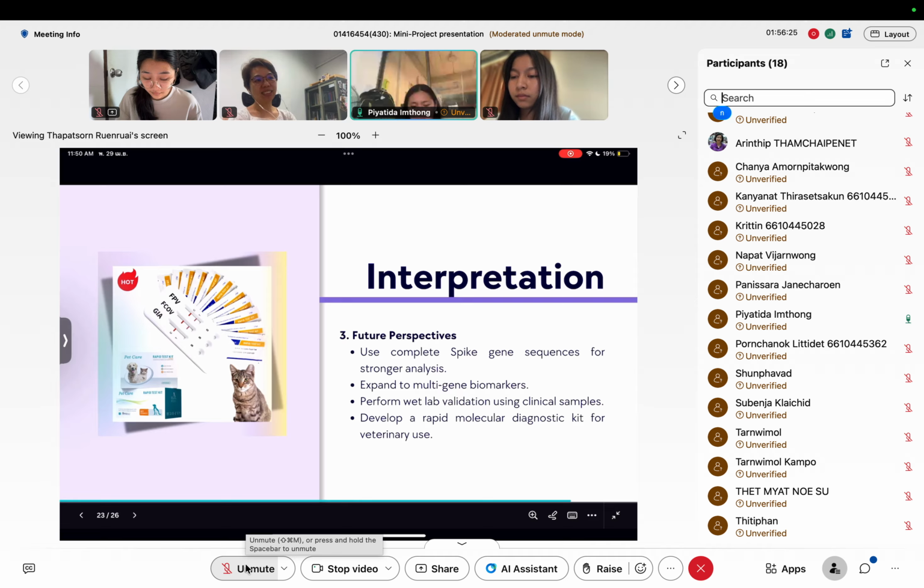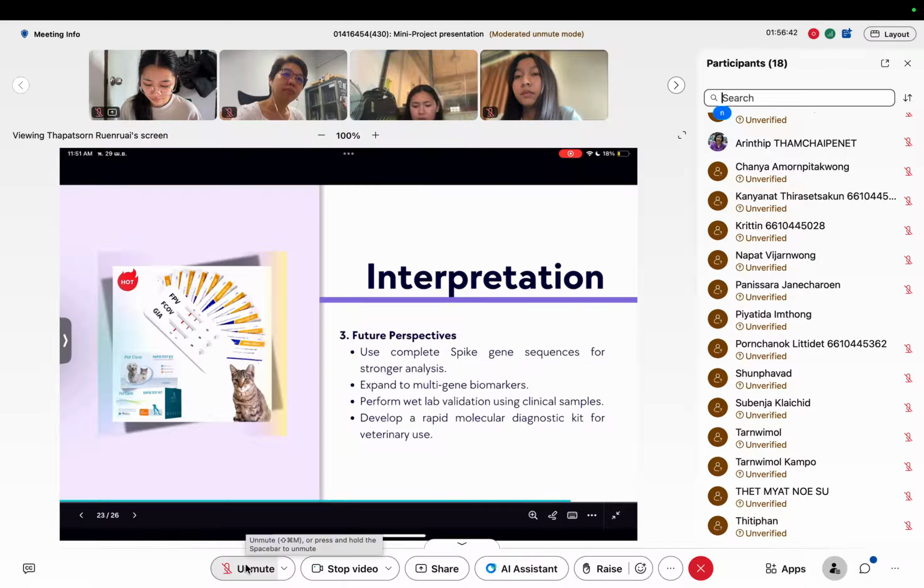So in conclusion, this marker holds significant potential. Future development will focus on using the complete spike gene sequence and expanding our approach to include multi-gene biomarkers. We also recommend performing wet lab work using clinical samples with the ultimate goal of developing a rapid molecular diagnostic kit.